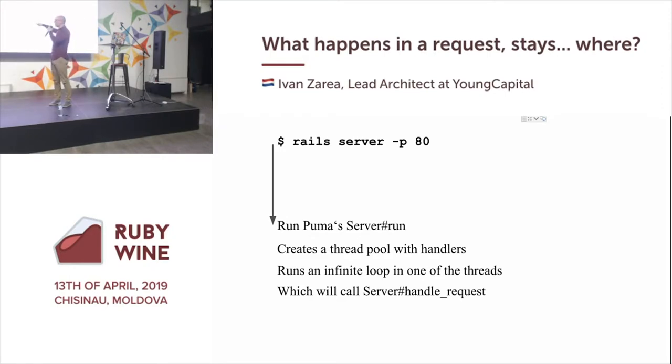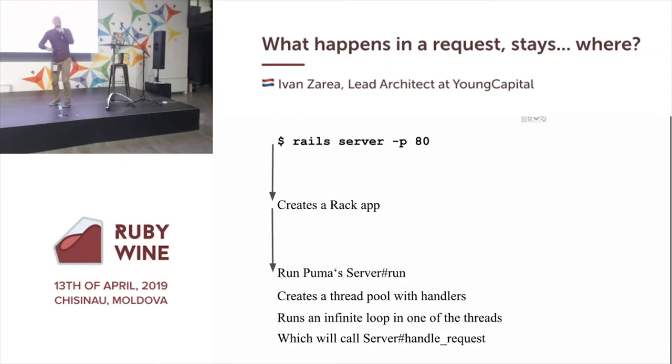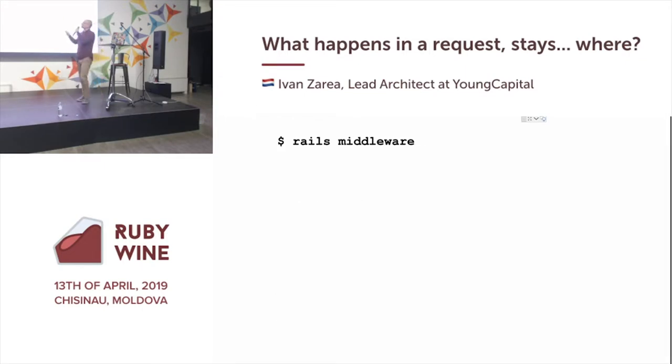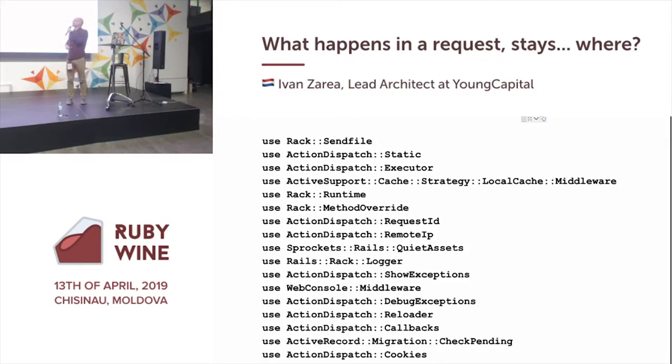before we do the call of the handle request, Rails actually creates a Rack app which will inject a bunch of middlewares. And we can see those middlewares by running rails middleware, and this is the number of individual pieces of Rack middleware that Rails uses. This is a standard Rails application generated with rails new, so that's kind of a lot.